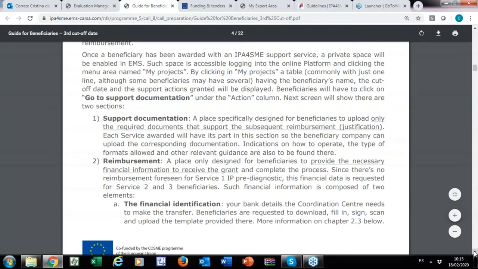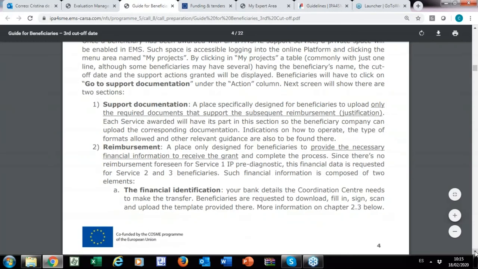the financial data requested here are basically two things: the financial identification form, which is your bank details, that we need to have in order to transfer the grant money to you. So this is something that we need to have in a standardized way. Therefore, we use a standard template used by the European Commission to have that bank information. All you need to do is download that template, fill it in, sign, stamp, and scan it, and upload it in the platform.